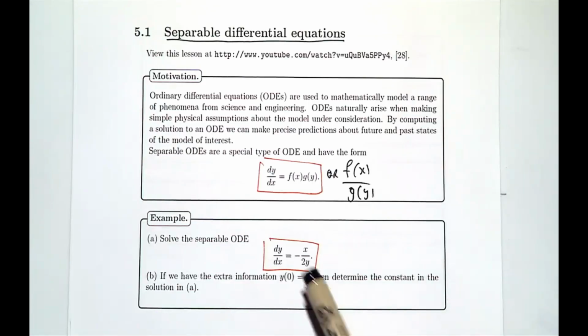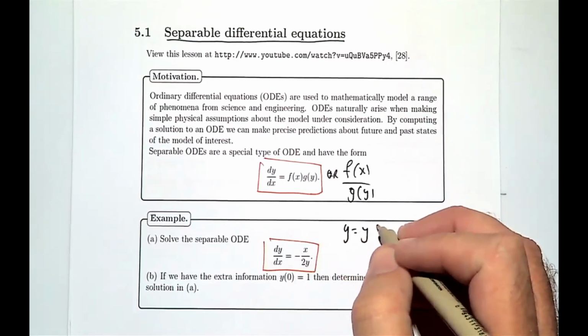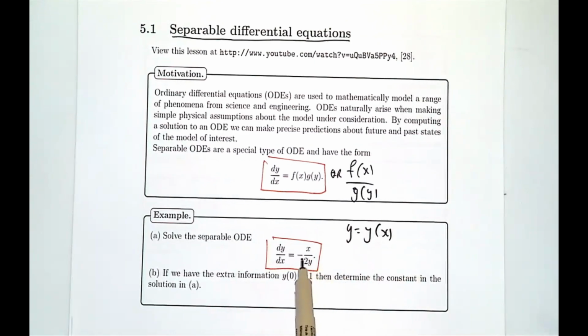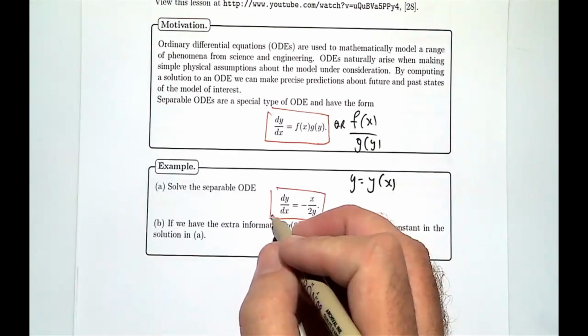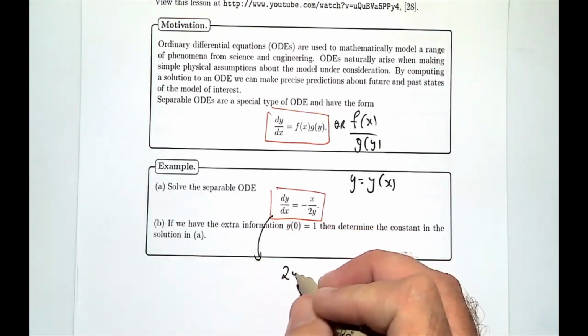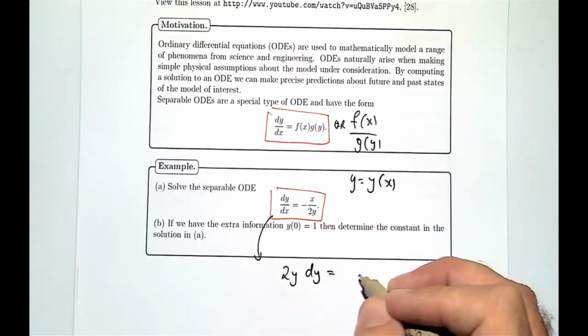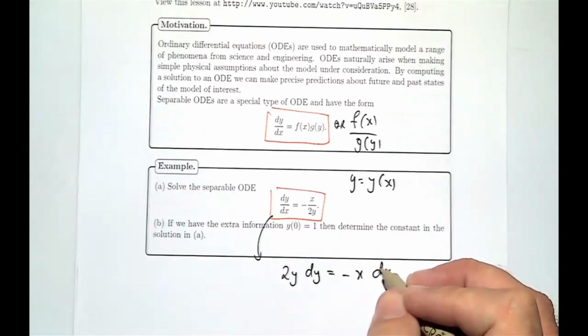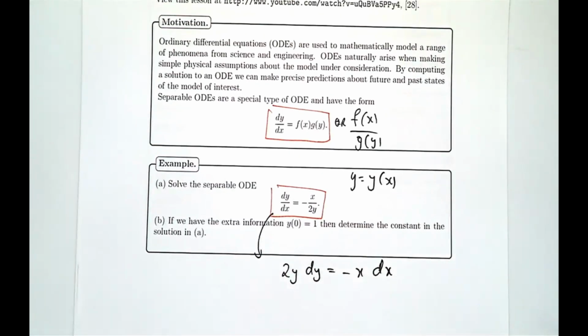So if you look here, we're looking for a solution like that. Let's bring the 2y up here and bring the dx up here. Now you might think, well, how did you do that? How can you just split up a derivative? Well, derivatives are, strictly speaking, not fractions, but you can kind of treat them like fractions.